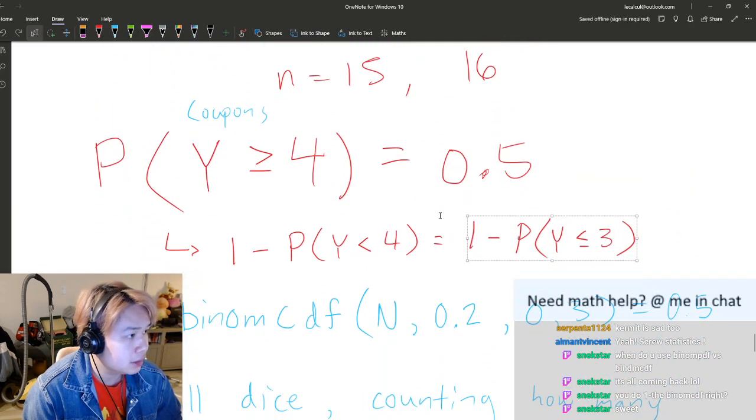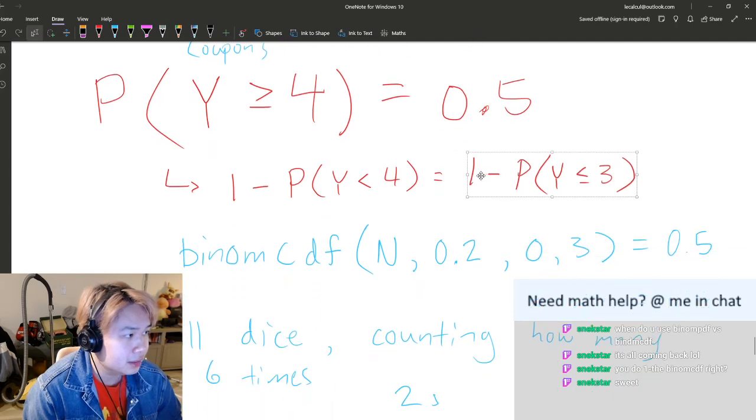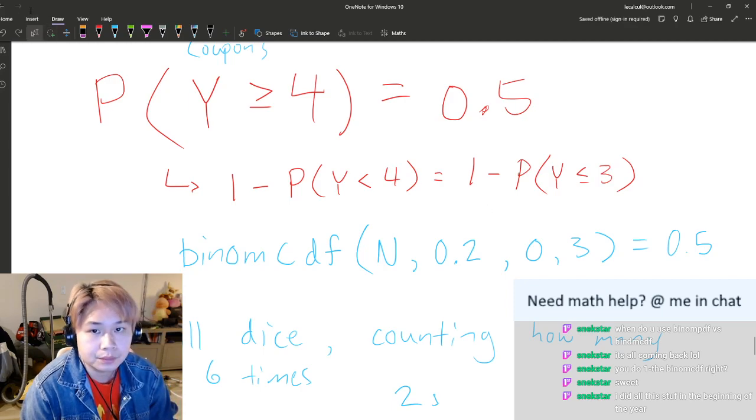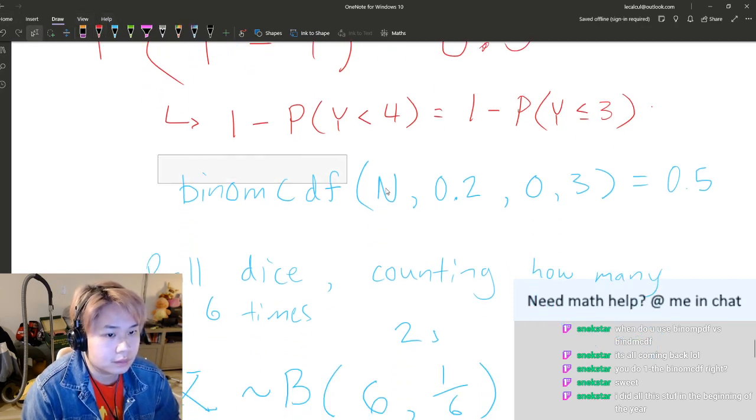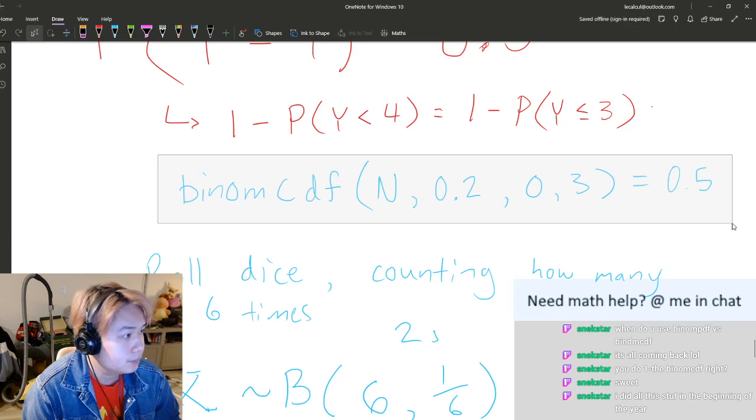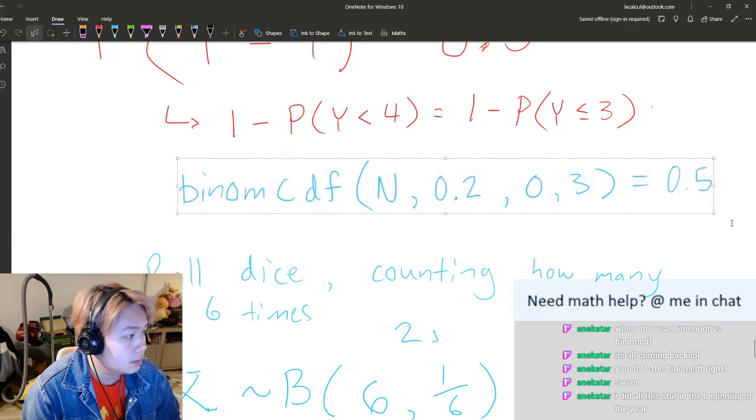So back to this one, what was I doing? Okay, four coupons is 0.5. So then, did all this stuff in the beginning of the year, and assuming you haven't reviewed it yet. Okay, so then I need to find out when this is 0.5 and then solve for the smallest n.